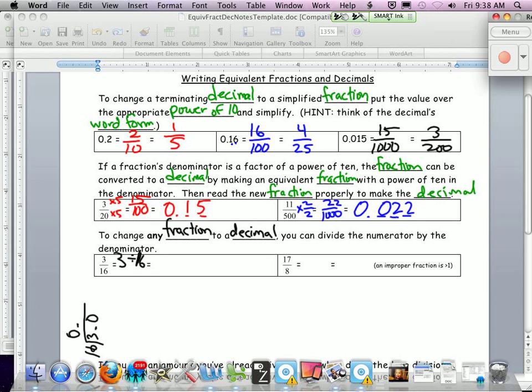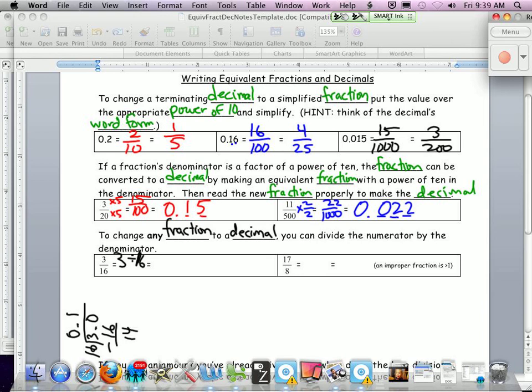16 going into 30, I'm going to become an auctioneer here. I'm going to try to get some answers quick. 16 into 30, how many times? 1 time, because 1 times 16 is what? 16. And 30 minus 16. What do we get when we do 30 minus 16, ma'am? 14. So that means it didn't work out evenly, but it's not too high, since 14 is less than 16, so we bring down another 0.